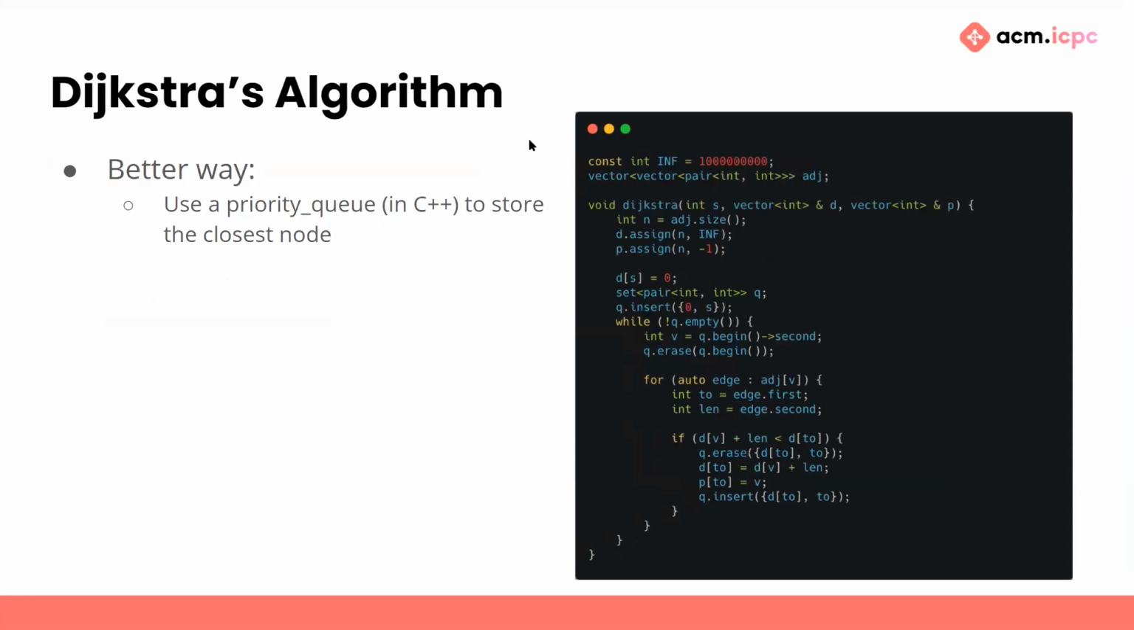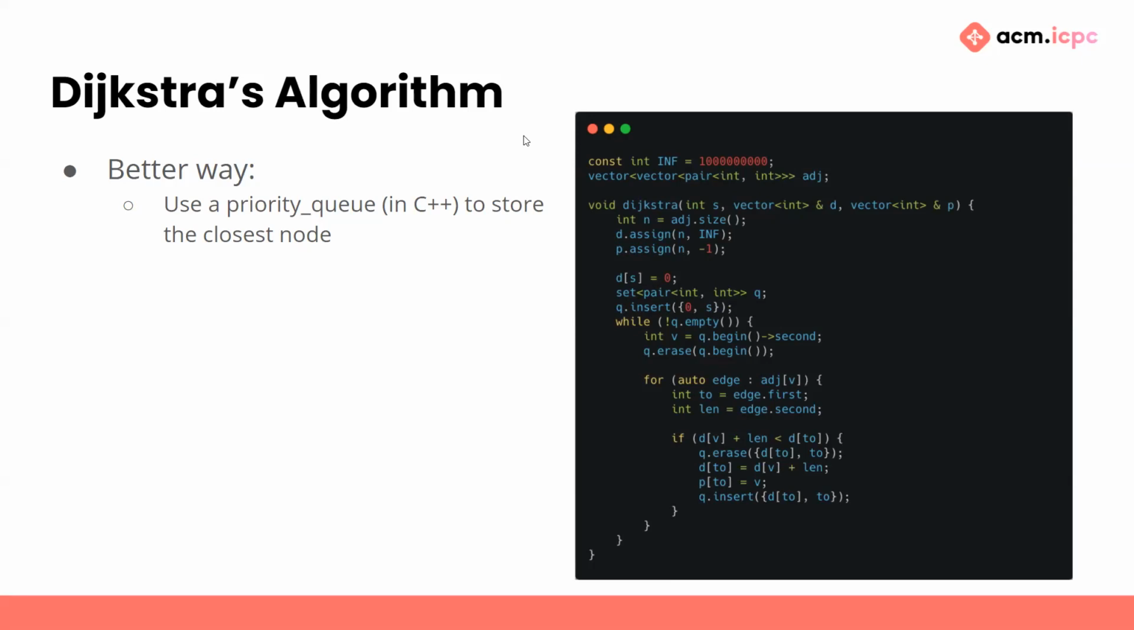Okay, and now the better way, because there is a faster way to implement Dijkstra's without having to loop through every single node every single time, and that's to use a priority queue. In the code here it uses a set, but essentially a priority queue will sort all the elements inside it in some type of order. It can either be increasing or decreasing, and that's really up to you to specify.